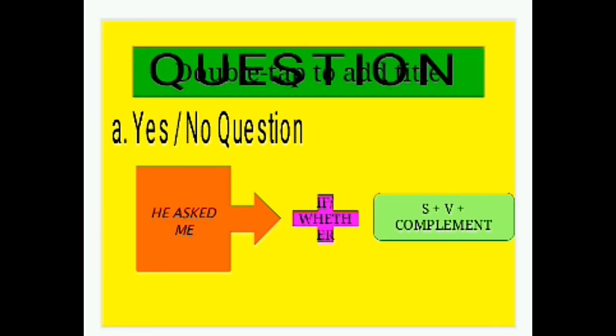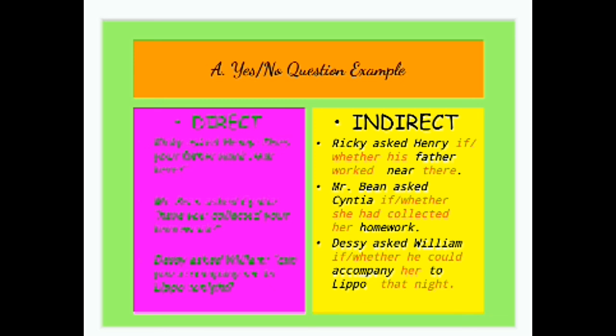question type. There are two types of questions. One is the yes or no question type and then the WH question. Here for the yes or no question we use he asked me, then the connecting word if or whether. So the connecting word we have to use is if or whether, and then subject and verb and then complement. So these are the things we have to do in yes or no question types. He asked me and the connecting word if or whether and then subject plus verb plus complement. So here are some examples of yes or no questions.